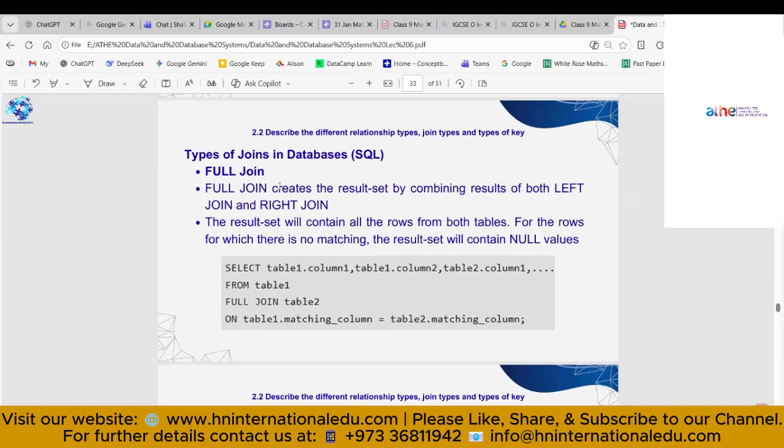The last join type is the full join. Full join creates the result set by combining results of both left join and right join. That is why its name is full join. It combines both the results of left and right join. The result set will contain all the rows from both tables. For the rows for which there is no matching, there will be null values.